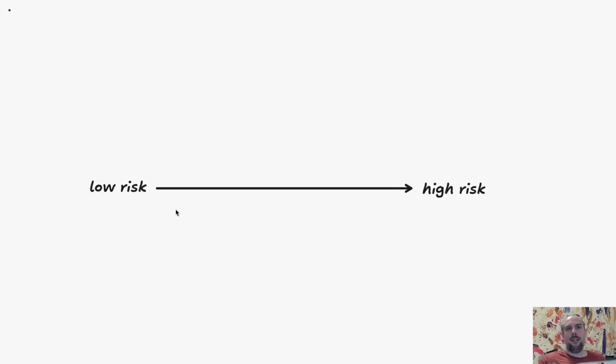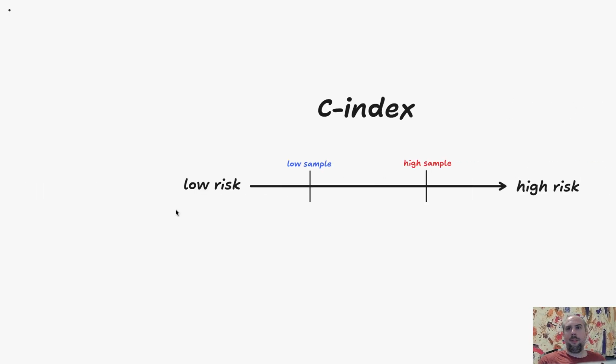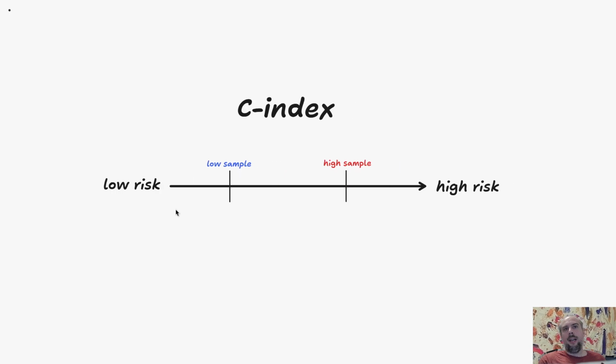Now, the first metric we'll look at is C-index. And what that does is it compares pairs of samples. It takes a high-risk sample and a low-risk sample, and it asks the question, does the high-risk sample have an event before the low-risk sample? And it asks that question for every possible pair of samples, and then it checks how concordant the pairs are. That's what the C stands for, concordance.